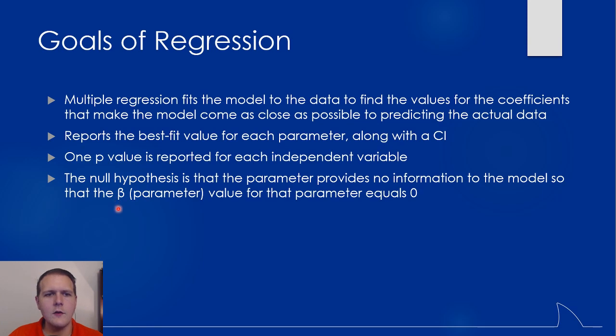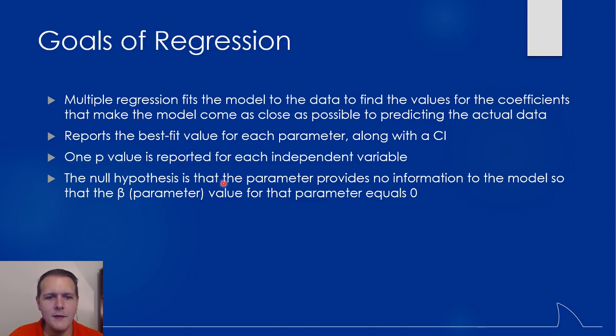The goal when we're doing these regressions is, with a multiple regression, to fit that model to the data that we have, those 900 some odd men that we're going to be looking at, and find the values for the coefficients that make the model come as close as possible to predicting the actual data. Again, we're trying to find the best fit value for each parameter along with a confidence interval. One p-value gets reported for each of the independent variables, to see whether each one actually has a best fit line over the null hypothesis. We'll see what that looks like when we get to the actual data itself.